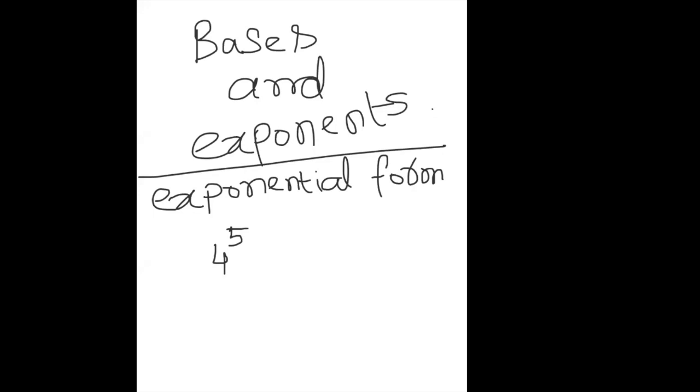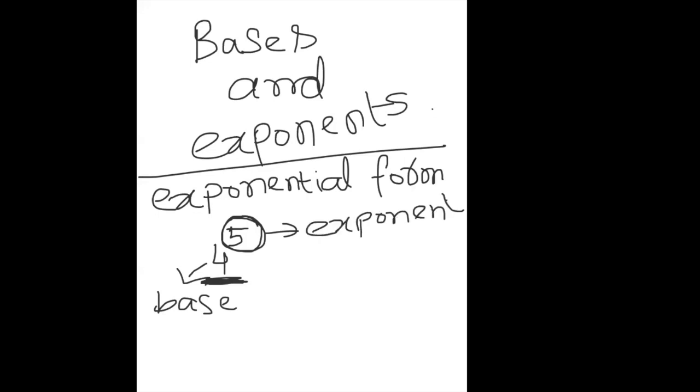Now we will see which one is the base and which one is the exponent. The number that is written on the bottom is called the base. The number that is written on the top is called the exponent. So here 4 is called the base, 5 is called the exponent. Okay, you have to remember this. This is very important. In the exponential form, the number which is on the bottom is called base and the number that is on the top is called exponent. So in 4 to the power 5, 4 is called the base and 5 is called the exponent.